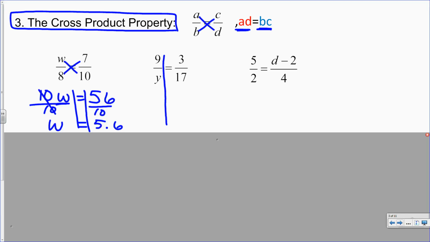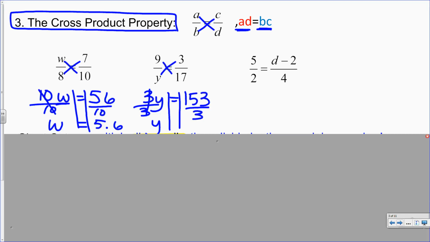Okay, on this next problem, we're going to do our cross products. And it's good if you find the variable and do that first. So y times 3 is 3y. And then diagonally we would take 9 and multiply it by 17, which is 153. And now I can go ahead, teeter-totter if you want to. We're going to divide by 3. 3's cancel out. And here I have y is equal to 153 divided by 3 is 51. And that's your answer.